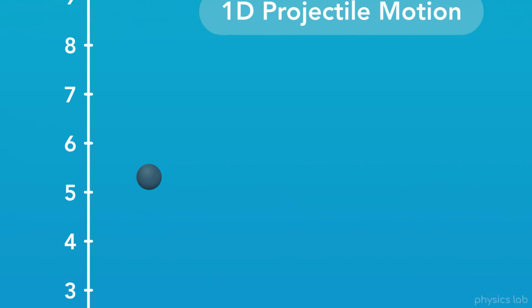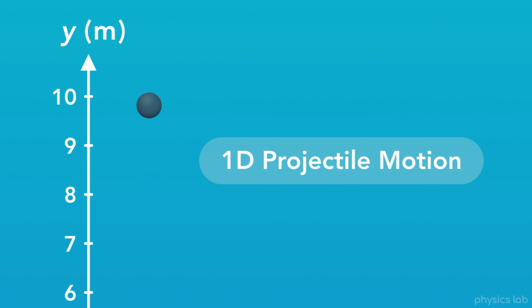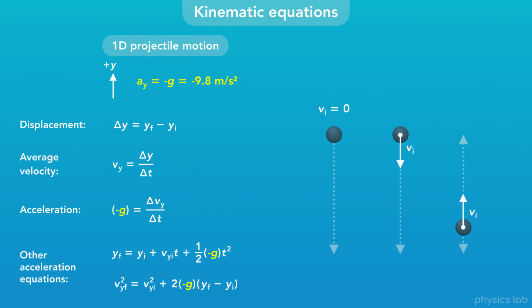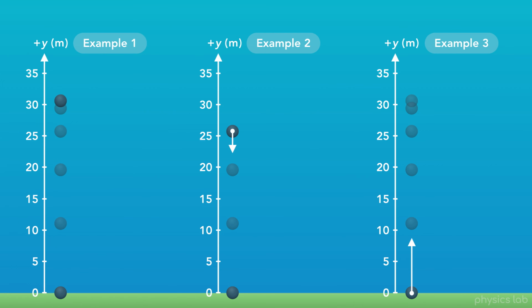Hey everyone! In this video, we're going to learn about one-dimensional projectile motion. We'll start with a quick overview. Then, we'll look at three different examples. Example 1 is a ball dropped from rest. Example 2 is a ball that starts with a downwards velocity. And example 3 is a ball that starts with an upwards velocity.